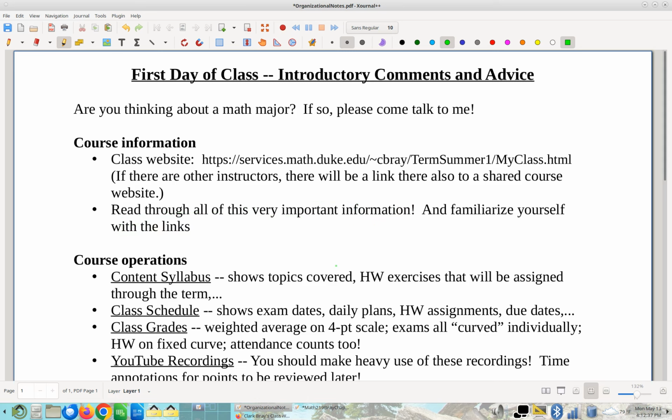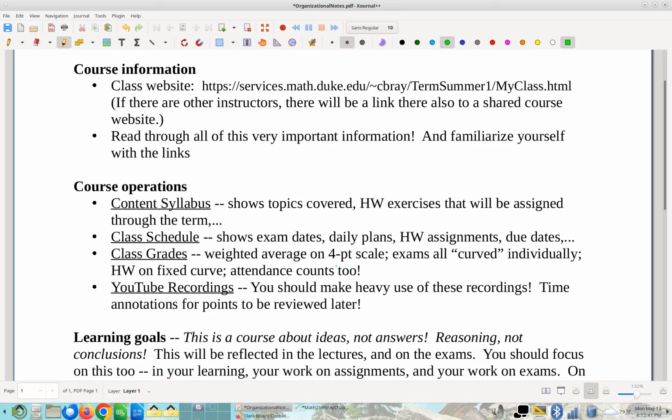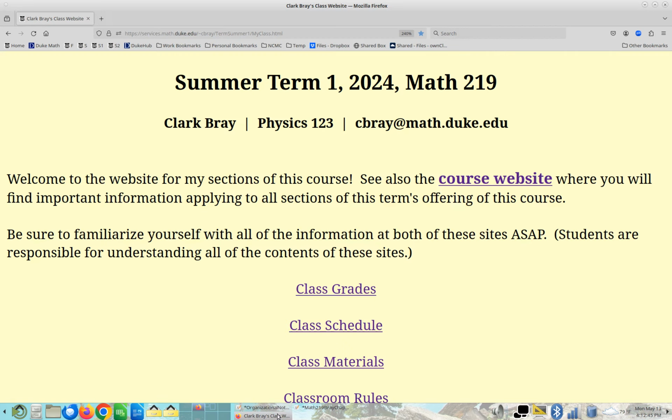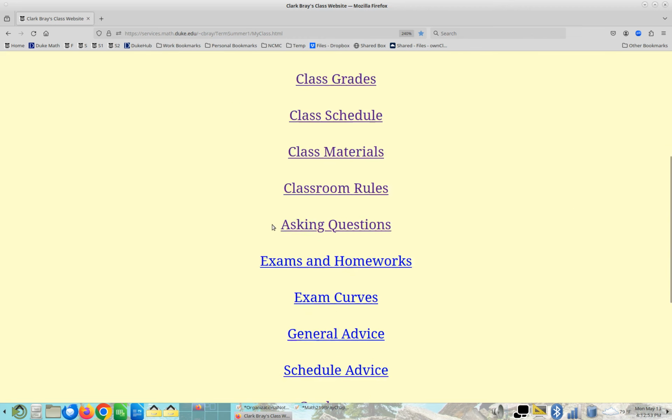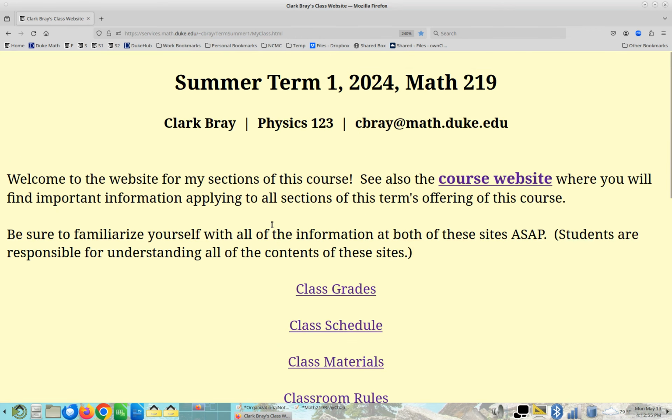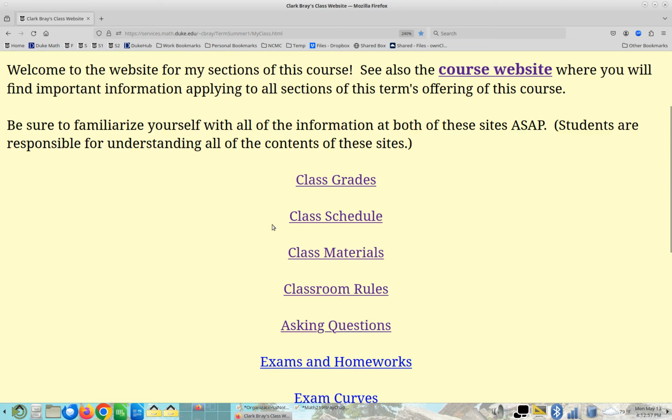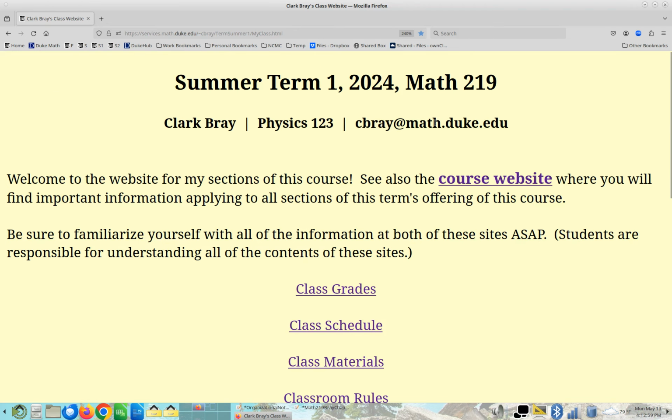So let's dive in on that. First of all, I'll show you the site itself. Here it is. Just structurally, I'll point out that aside from a little text up here, there are various links down here. You want to click around on those, to make sure you see everything that is available there.